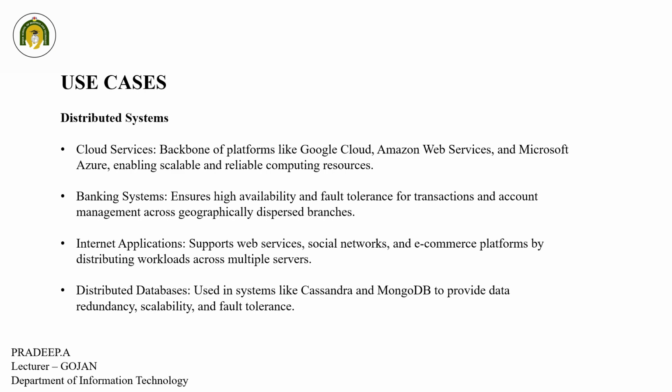Use cases of distributed systems: cloud services, banking systems, internet applications, and distributed databases. Cloud services are the backbone of platforms like Google Cloud, Amazon Web Services, and Microsoft Azure, enabling scalable and reliable computing resources. Banking systems ensure high availability and fault tolerance for transactions and account management across geographically dispersed branches.